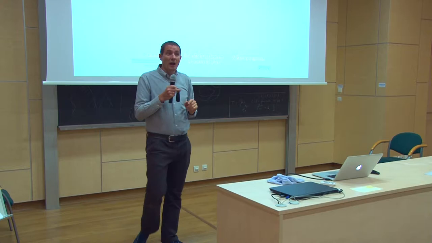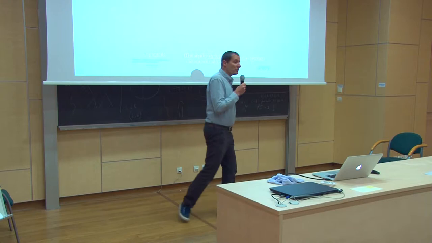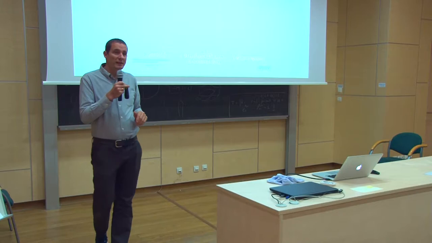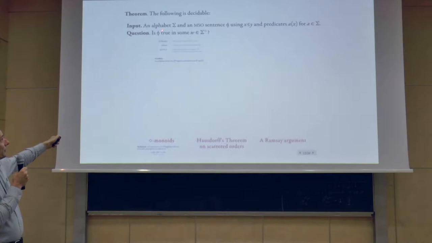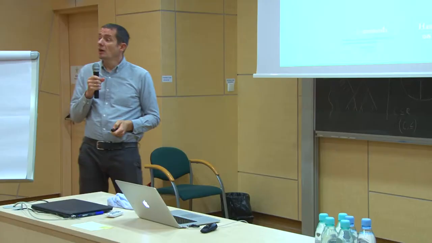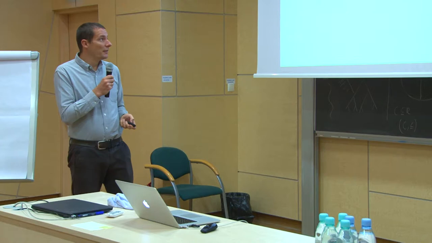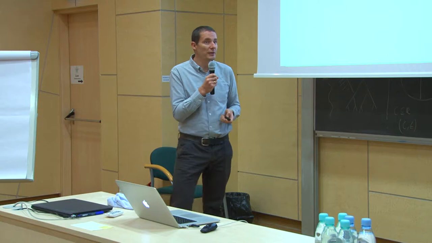And now what I want to show, using a Ramsey argument, is that these algebras can be represented in a finite way and manipulated such that one can eventually prove decidability of MSO. Okay, so this is what I want to do now. This is going to be the third part of the countably scattered monoids.